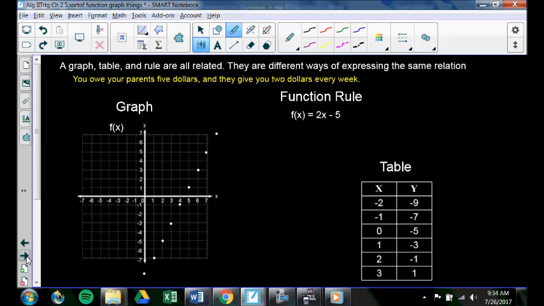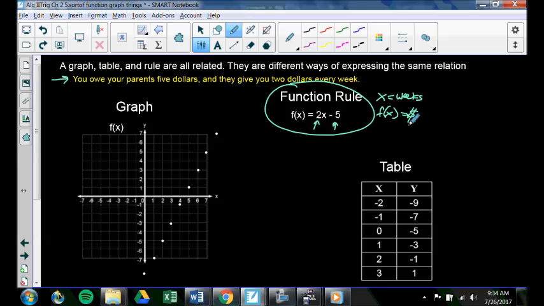So there's really three main ways that we show relations. We use a graph, a function rule, and a table. But all three of these things are showing the same relationship. So let's say you owe your parents $5, and they give you $2 every week. Well, we could set that up with this rule. We owe $5, but we're getting 2 every week, so x stands for weeks. F of x stands for money we have, total money.